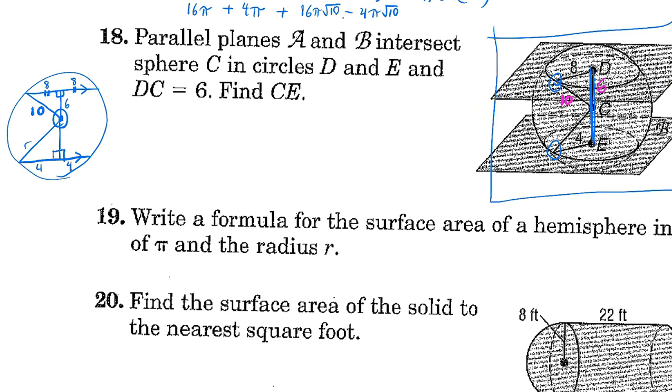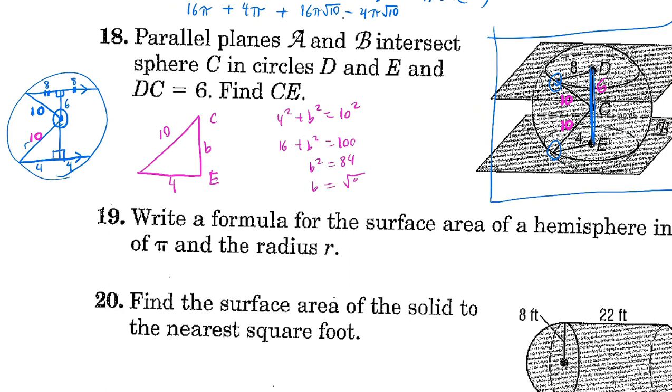So the overall radius of the sphere here is 10. And then we just have a Pythagorean theorem problem: this is 4, this is 10, and we're looking for length CE. I'll call that B. So 4 squared plus B squared equals 10 squared. So 16 plus B squared equals 100. B squared is 84, so B is root 84, which is the same as root 4 times root 21, or 2 root 21.